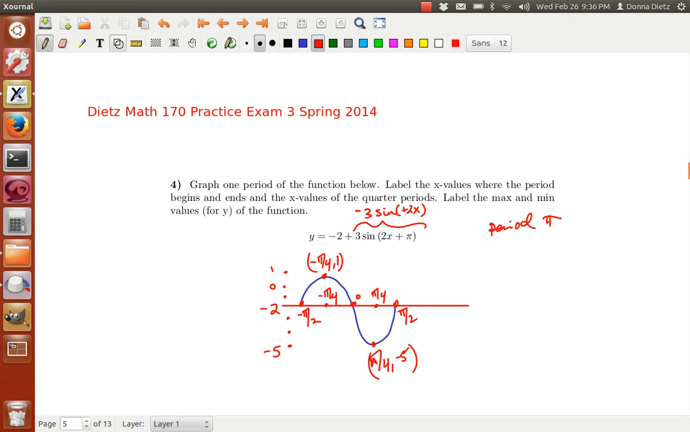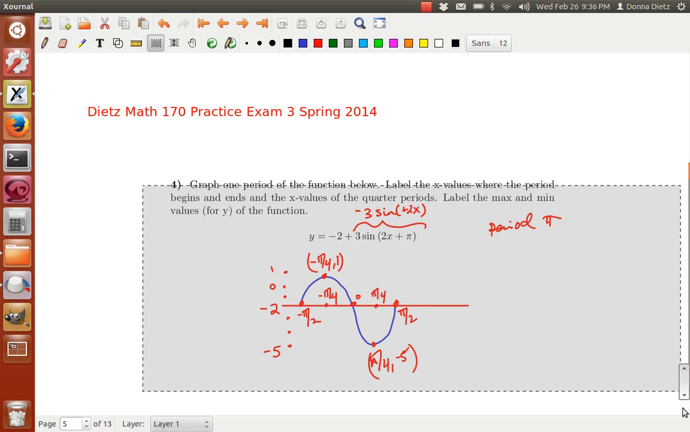And technically, these guys are not absolute maxes and mins, but they're relative maxes and mins because the function got cut off. Alright, so that's one way of doing it. Let's say you don't think that way. Let's try it another way.